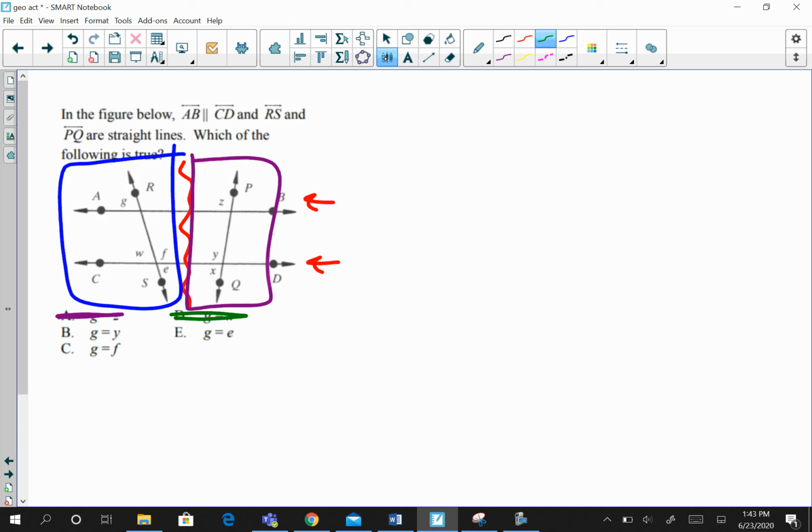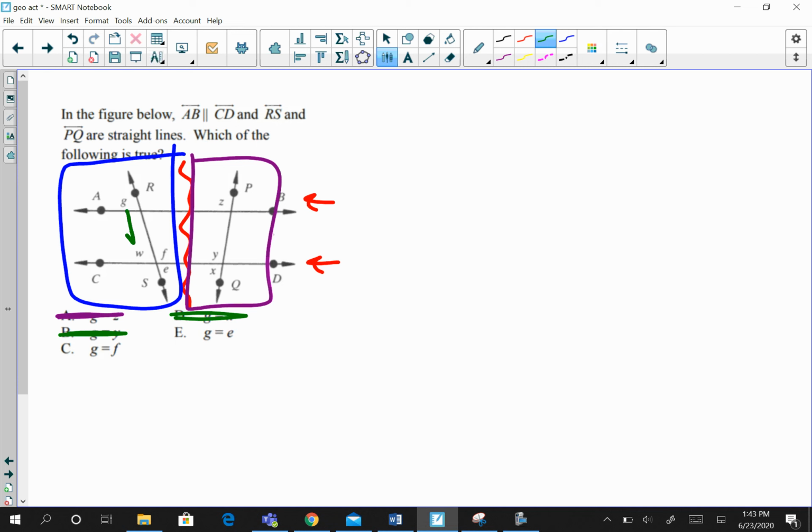Your rationale would be that G is equal to W, which corresponding, if these were all parallel, would be equal to Y, except those two up and down lines are not parallel, so we can't assume that either. G is equal to E. Okay, these are on the same set. They're both in the blue box, so let's play a little bit with this. You've got G and E.